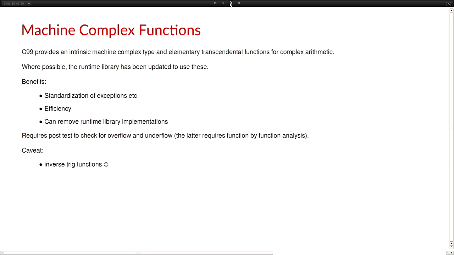So one of the things we've been doing is looking at machine complex functions. In the more recent C standards, there are machine precision complex functions as part of the C99 standard. And that means we can get standardization of exceptions, more efficiency, and we can also remove some of our own implementations of these functions from the runtime library.